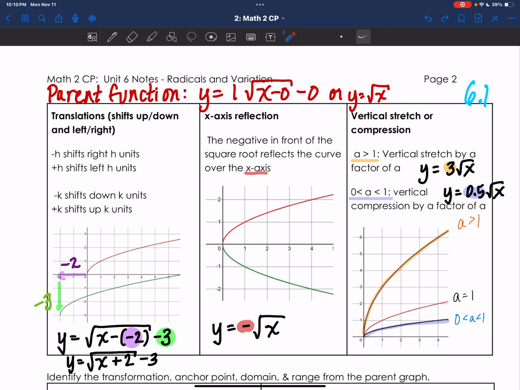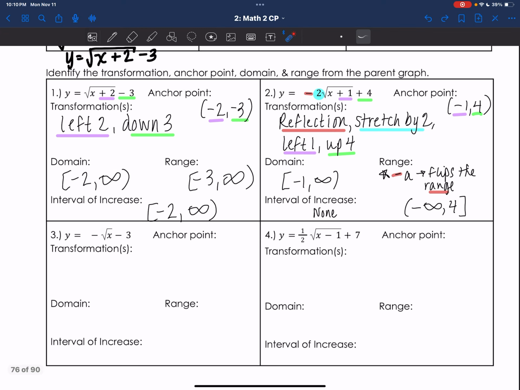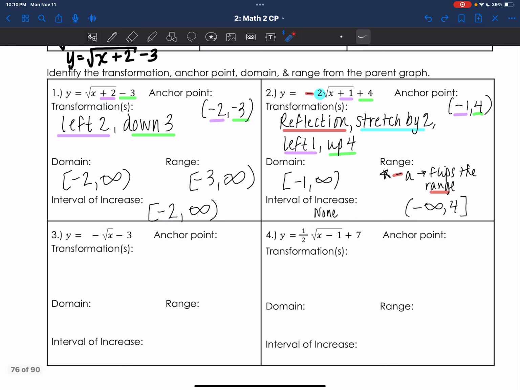Now for vertical stretch or compression, this is similar: if a is greater than 1, here's my example, 3 times the square root of x, it's going to vertically stretch by a factor of a, like that. If it's compressed, it's going to get flatter by a factor of a if it's between 0 and 1. And this is just if a equals 1.